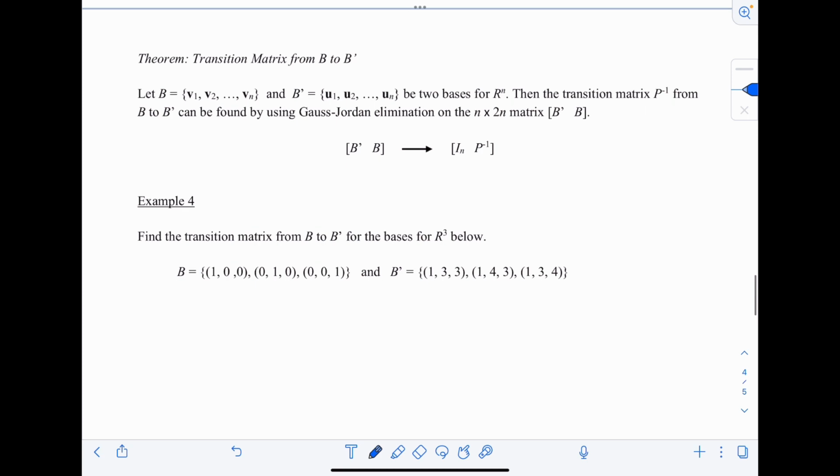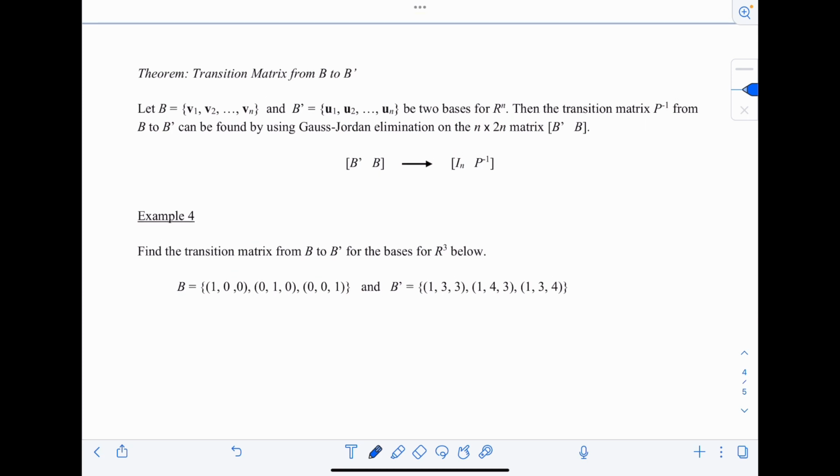So this theorem is tying what we just talked about to the actual process that we're going to use to do this. It says that B and B prime are two bases in the n space of R. We're going to represent B by V vectors, and for B prime we'll use U for the vectors. It says the transition matrix P inverse from B to B prime can be found using Gauss-Jordan elimination on an n by 2n matrix where we adjoin B prime and B.